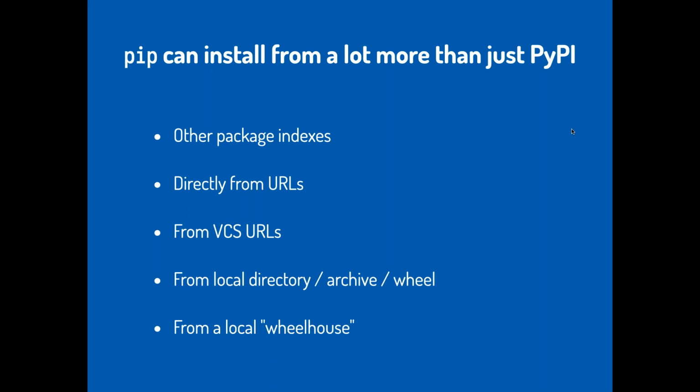This way. You can also use a local wheelhouse, which is basically just a directory containing wheels, and then you point pip to it with a bunch of special flags, like mostly find-links, and it just does what it's supposed to.